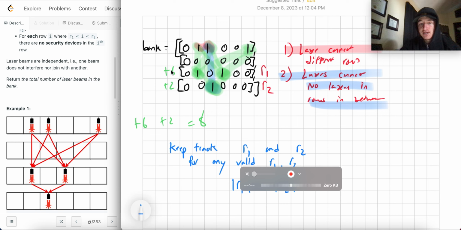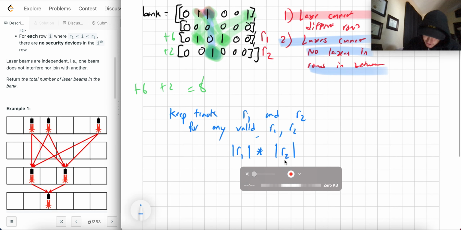That made 6, right? Because for each laser, you can use all the other lasers in the previous row, right? So that's 1. For each one, I get 3. So that's just multiplication. So that's 2 times 3. Right here, it's 1 times 2, so you get 2. So for any valid R1, R2, I get an additional R1 times R2 lasers that I create.